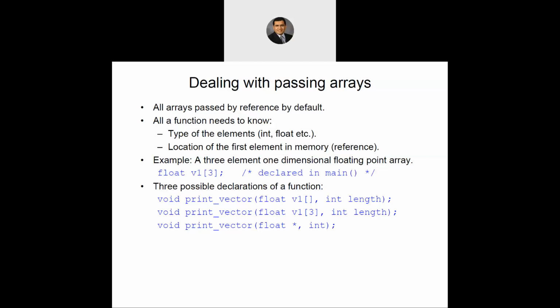Now, whenever you declare an array in your function, because remember, you have to always declare your function, especially if your main function is in the beginning of the program. When you declare an array, you can declare it by leaving it empty, mentioning a size, or just putting an indirection asterisk operator there. There are 3 ways you can declare it.